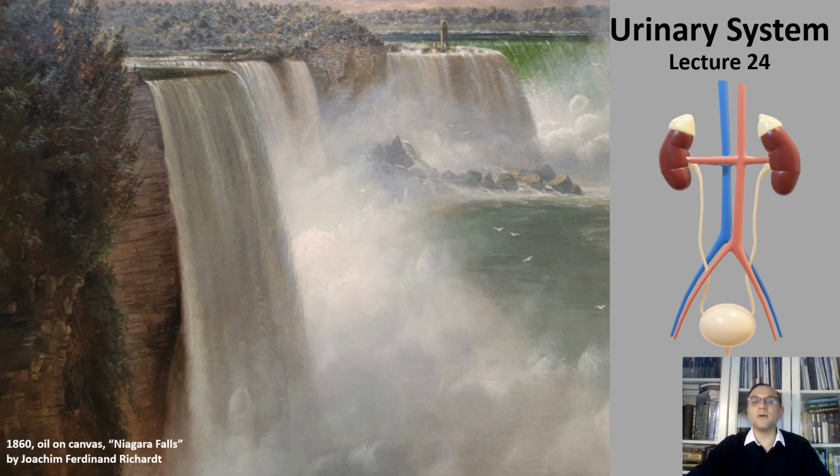The urinary system, also known as the renal system, is responsible for the production, storage, and elimination of urine from the body. Urine is a liquid byproduct of metabolism in humans and in many other animals. The urinary system plays a vital role in maintaining the body's fluid balance, regulating blood pressure, and eliminating waste products from metabolism.